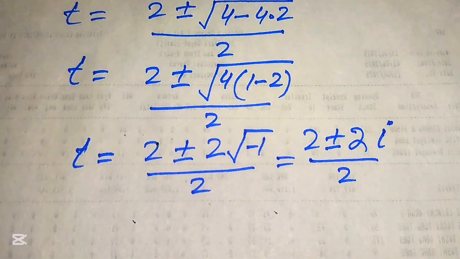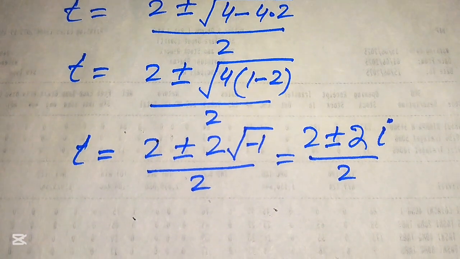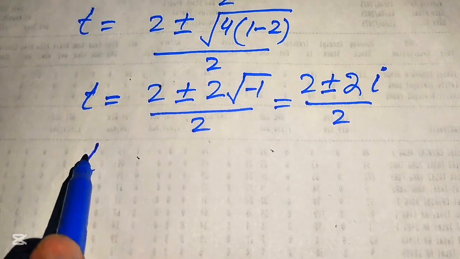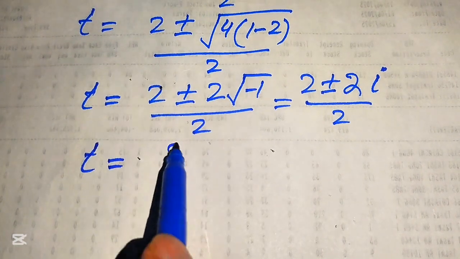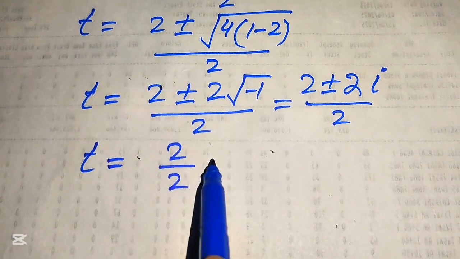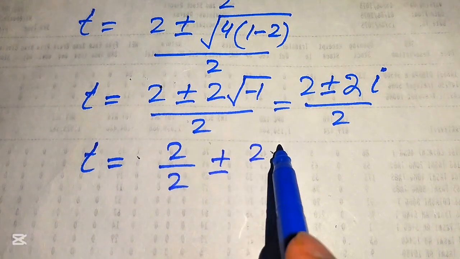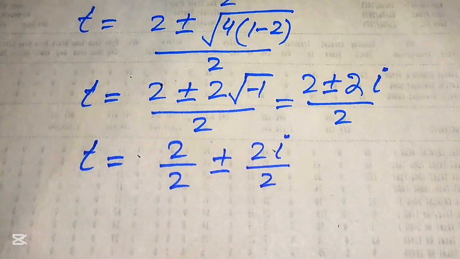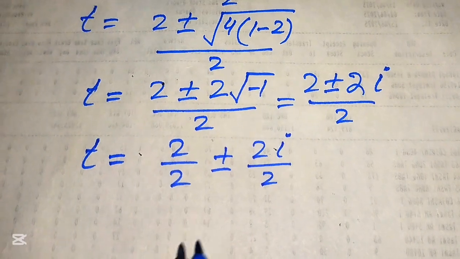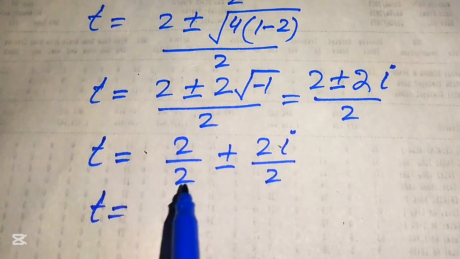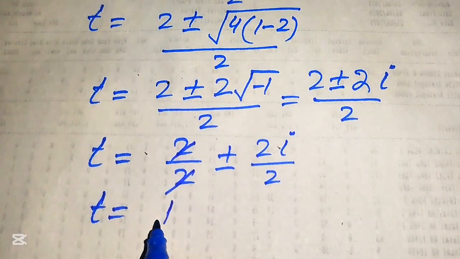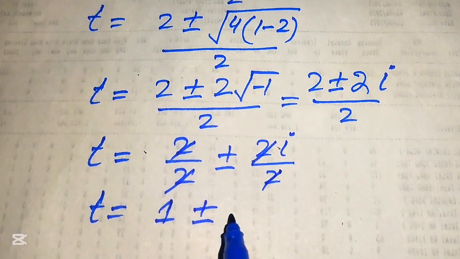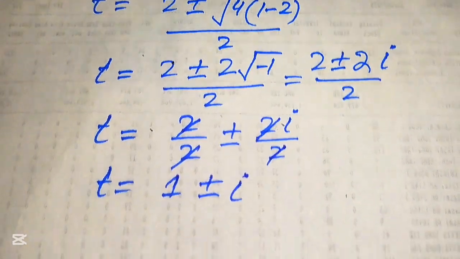Now we need to break this fraction, and we can apply the division separately on both of these values, and it will be written as t is equal to 2 over 2 plus minus 2 iota divided by 2. In the next step, this 2 is cancelled out by this 2, and we get 1 plus minus, this 2 is cancelled out by this 2, and we get iota.